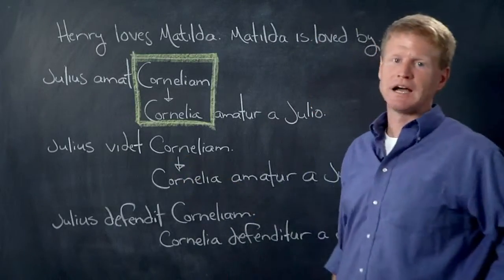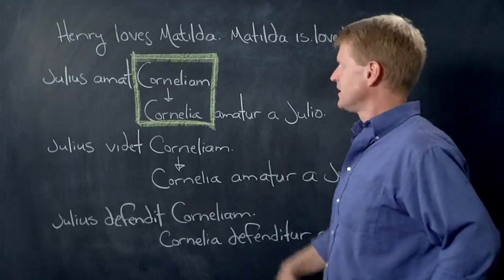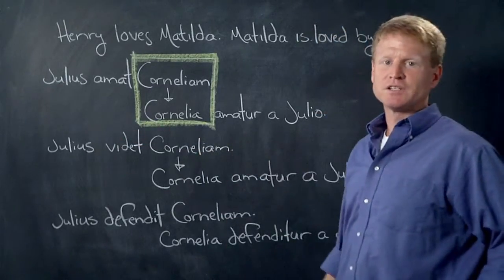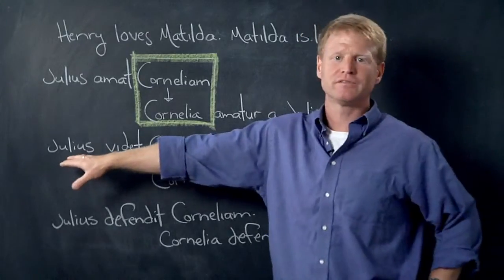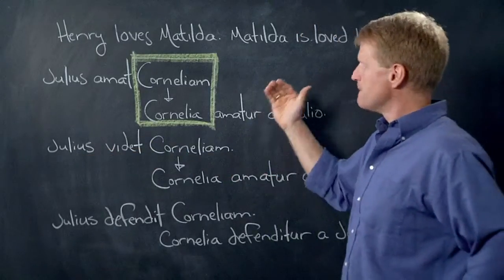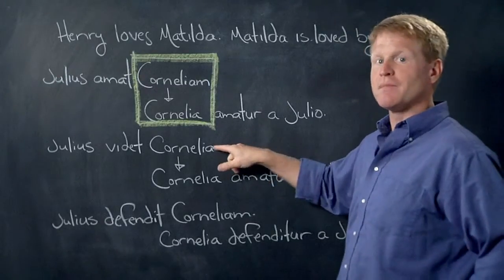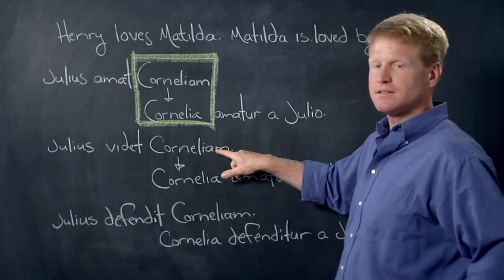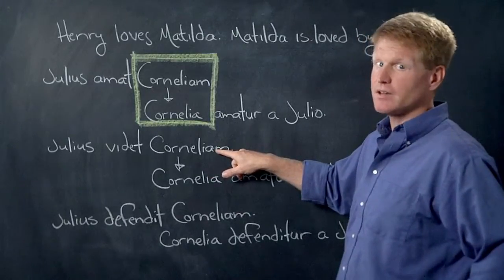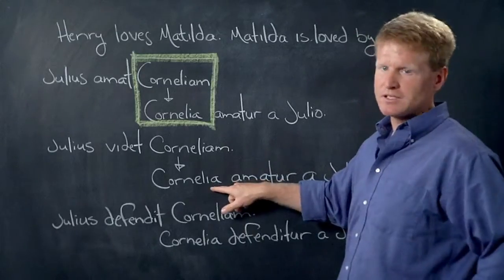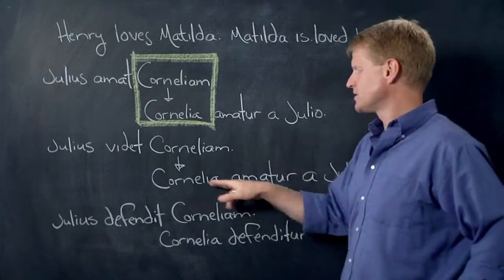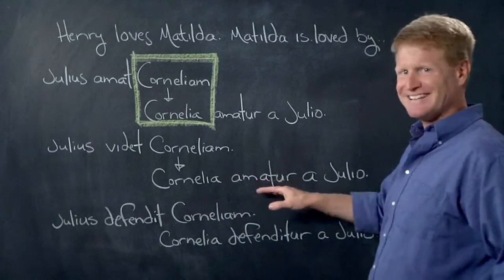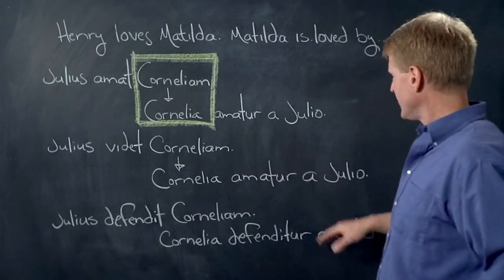Julius videt Corneliam. Julius sees Cornelia. Julius is the subject, videt is the verb, Cornelia is the direct object. Let's make this sentence passive. This is an active sentence. Let's make it passive by taking the direct object and making it the subject of the sentence. So, now that Corneliam, accusative, is the nominative, we drop the M and change her name back to Cornelia, nominative case.